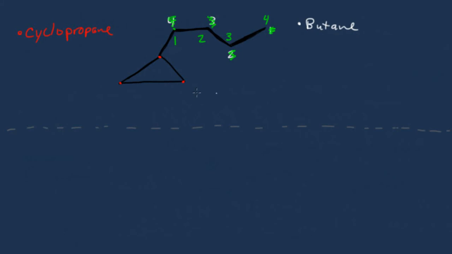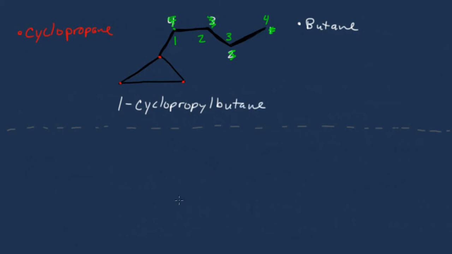We are all set to name this now. So let's begin by writing the position of our substituent group. That's a 1, and then our substituent group follows: cyclopropyl. So we have 1-cyclopropyl, and then our parent chain, which is butane.